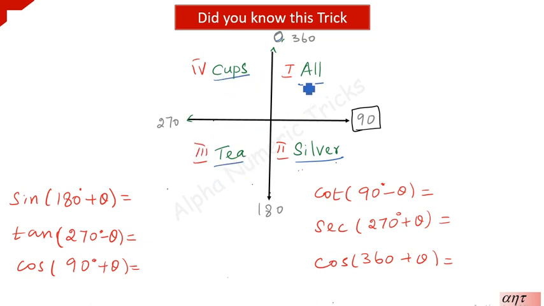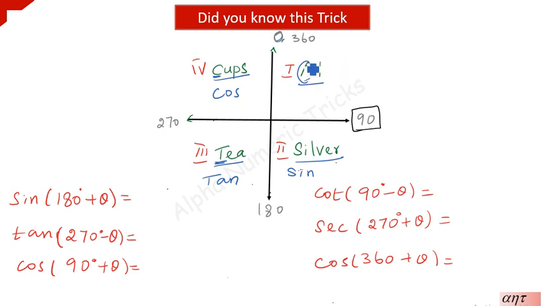Okay, and here, in the first quadrant, all the terms are positive. So all the terms, meaning sine, cos, tan, cosecant, secant, everything is positive in the first quadrant. And then second quadrant, Silver. So sine alone is positive in the second quadrant. And third quadrant, T. So tan alone is positive. And in the fourth quadrant, cos alone is positive.